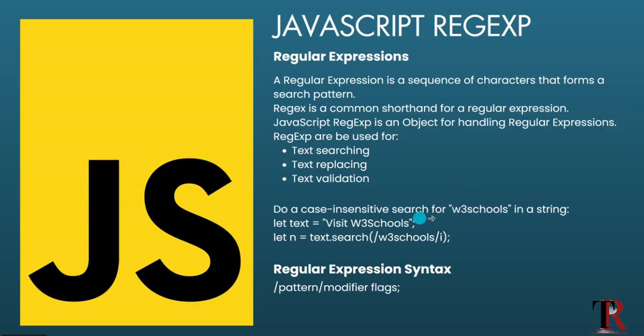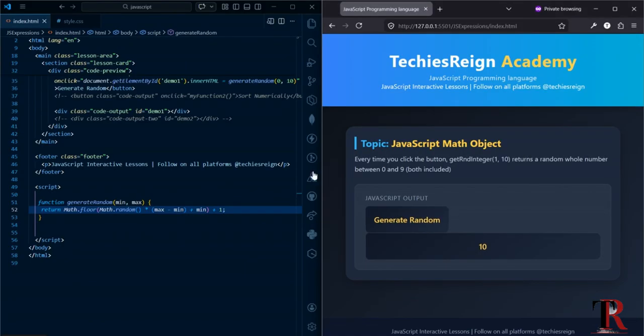Do a case-insensitive search for W3Schools in a string. So this is an example. It comprises two variables, one that contains the text that I want to search for, and the other that contains the process of using the regex expressions in order to find what you want to search for. So let's take a look at this in my code editor.